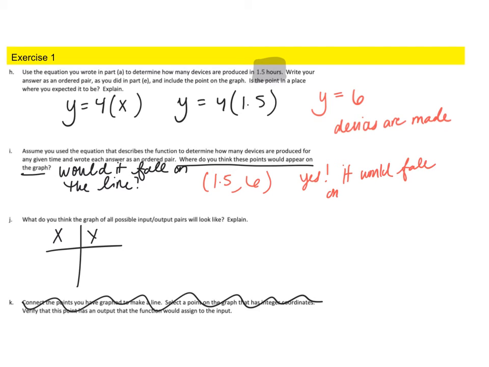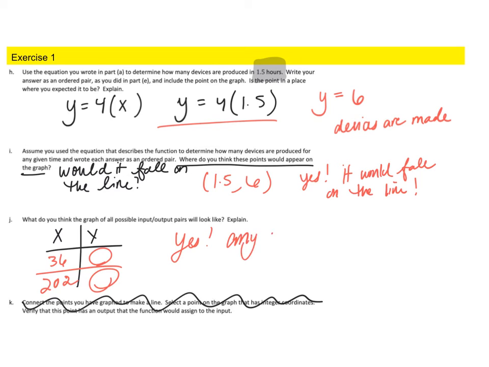And the reason this is true is because it follows the same rule. It follows that same constant of proportionality. Okay? If we plugged in any random number for this, if we put 36 here, and then we found that, would it fall on the line? If we put 212 or 202, would it fall in line? The answer is yes. Any values that follow the rule will be on the line.